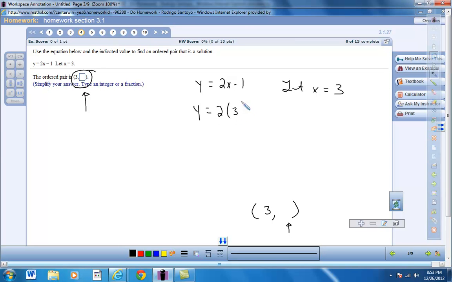2 times 3 minus 1. We see y equals 2 times 3, 6, minus 1. y equals 5. So we can put 5 in there, and we now have our ordered pair. I always want you to remember, an ordered pair is always parentheses, your x value, comma, your y value, close parentheses.